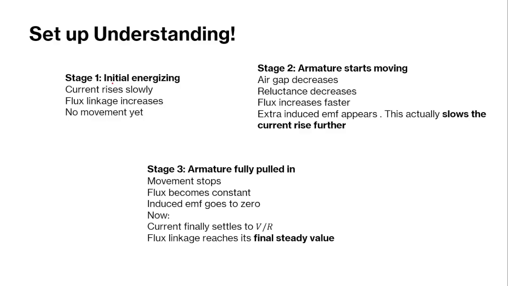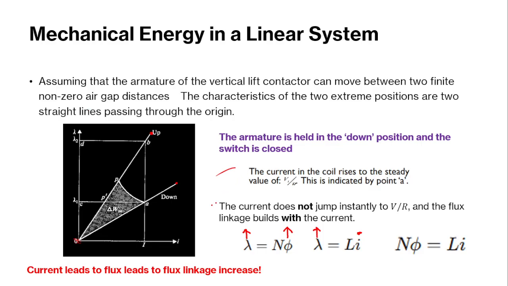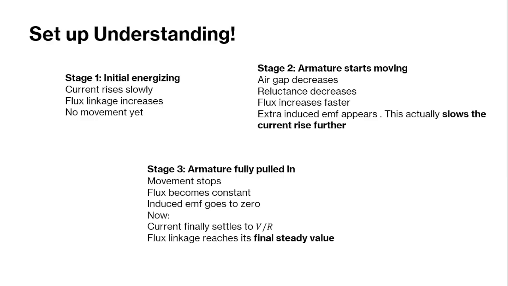So stage one, initially energizing: the current rises slowly, the flux linkage increases, and there isn't any movement yet. All this is setup. The movement is between this here, this is the movement part. Up to A is just setup, because the current doesn't instantaneously jump up to V/R. It slowly works up to it.